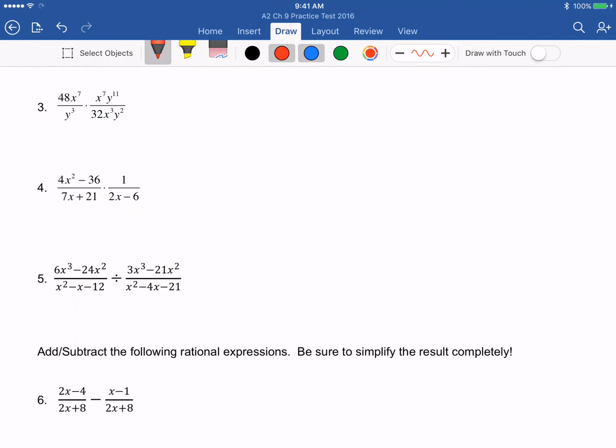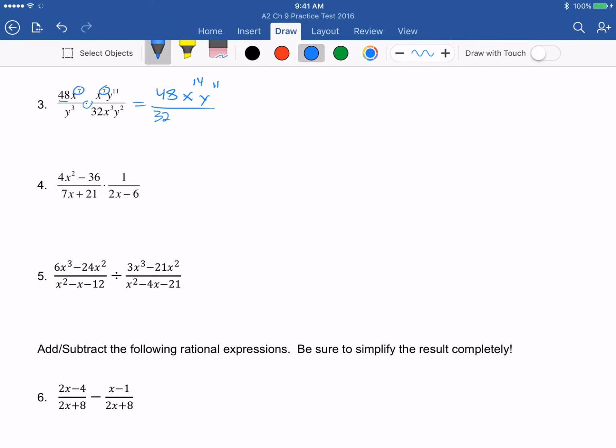Going on to number 3 here, I can multiply straight across. So that salmon sheet tells you that here. If we have some monomials, none of these guys factor, so I can multiply straight across. So I get 48, and then I have x to the 7th and x to the 7th. That makes x to the 14th. Remember, add those exponents, and then I have y to the 11th. Now, looking on the bottom, I have 32, and I have y to the 5th, so I'm going to write that over here, and I have x to the 3rd.